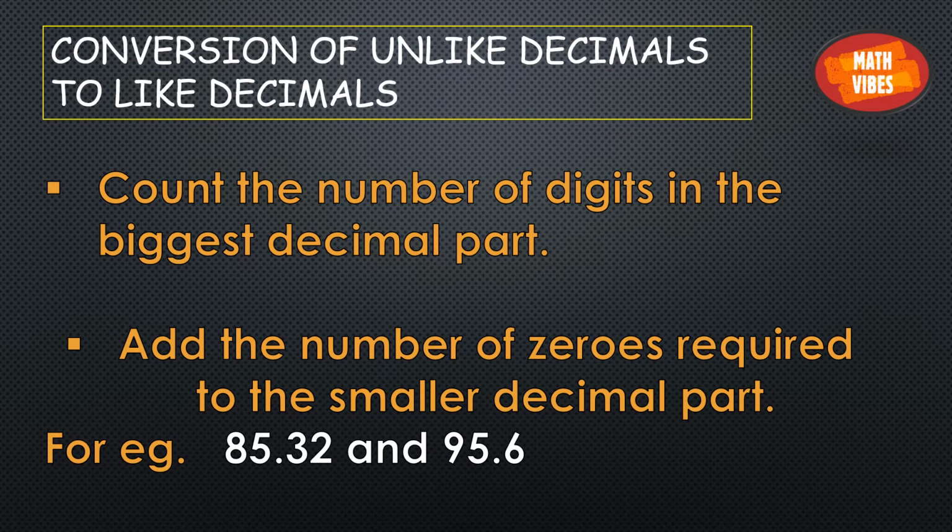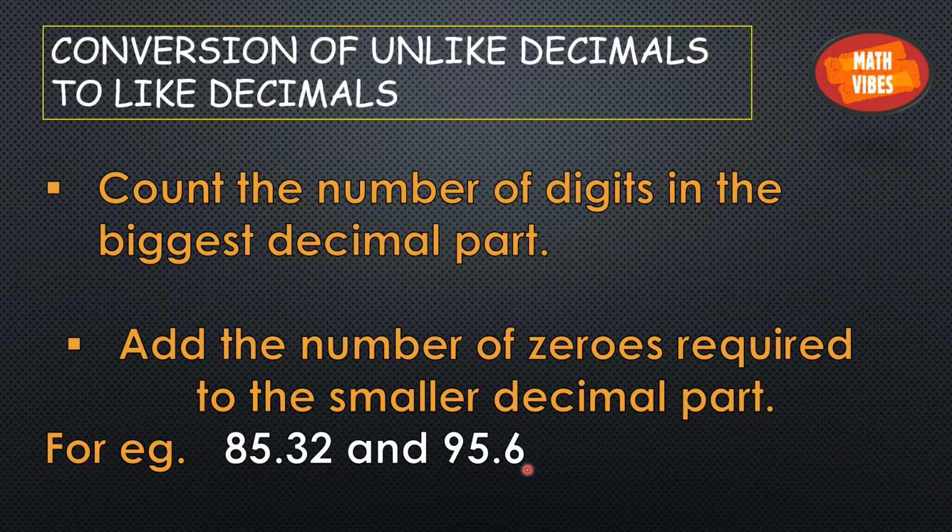Whenever you have to convert unlike decimals into like decimals, you have to see these two rules. Very easy. The first is you have to count the number of digits in the biggest decimal part. Now suppose these two numbers are given to you, 85.32 and 95.6. Here in the decimal part you have two digits, and here you have one digit. So the first step is to count the number of digits in the biggest decimal part. Obviously 2 is bigger, right? Then you have to add the number of zeros required to the smallest decimal part.